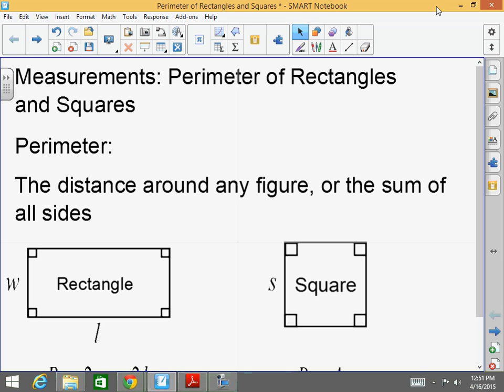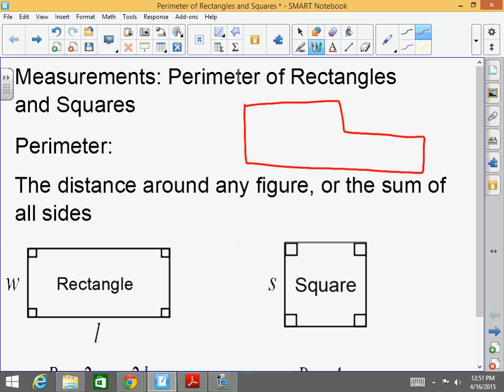For example, let's say that you have a room. Let's say the room goes like that, okay? And let's say that you want to start here and you want to find the perimeter. Well, you would literally walk all the way around the room. And that would be the perimeter. To find the perimeter, you find the sum of all of its sides.